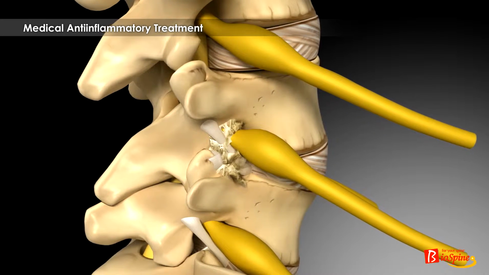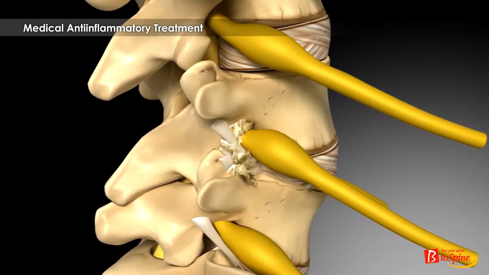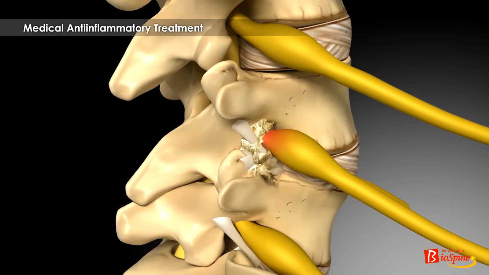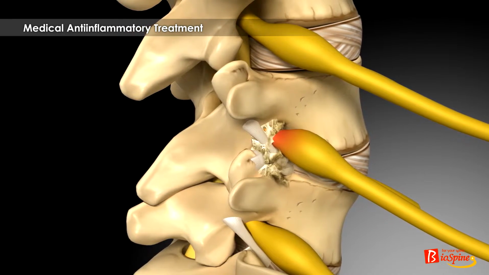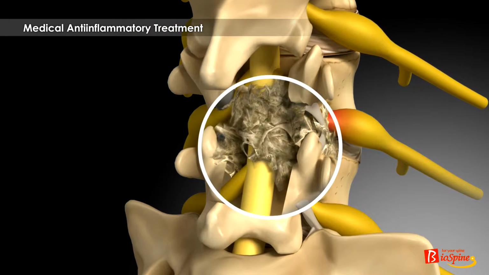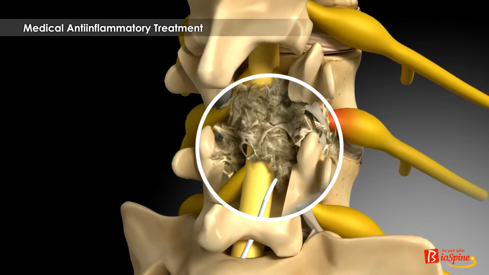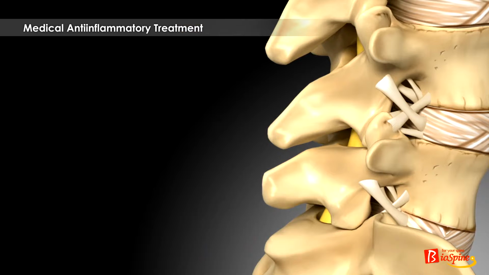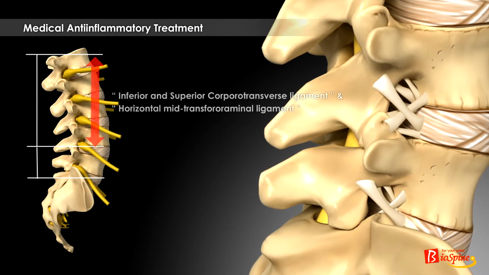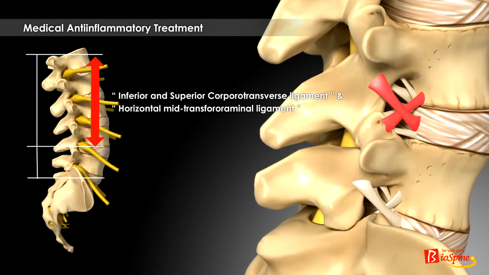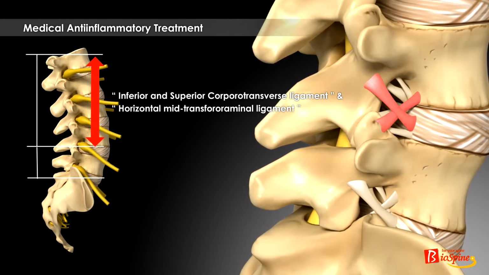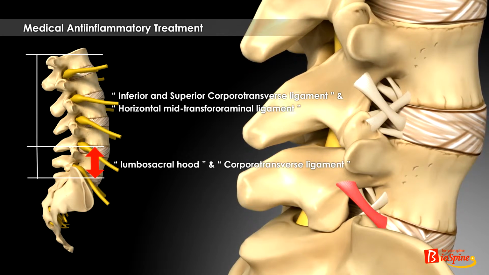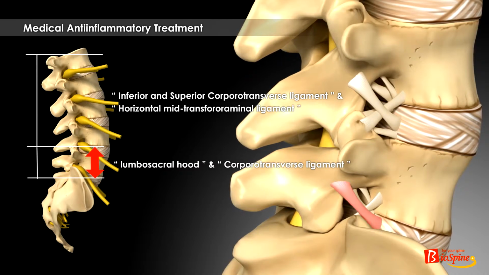Percutaneous extraforaminotomy is mainly applied to the cases that DRG, dorsal root ganglion, is entrapped by the severe fibroblastic adhesion around target ligament, transarticular ligament, of intervertebral foramen, and it is difficult to use the caudal approach because of the severe adhesion around spinal canal. The target ligaments are different in accordance with spinal segments. It includes inferior and superior corporotransverse ligament and horizontal mid-transforaminal ligament in case of L1 to L4, and it comprises lumbosacral hood and corporotransverse ligament in case of L5.